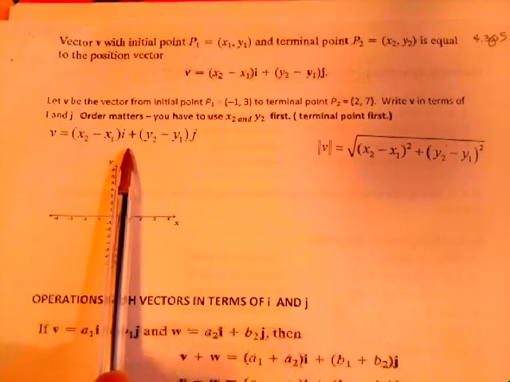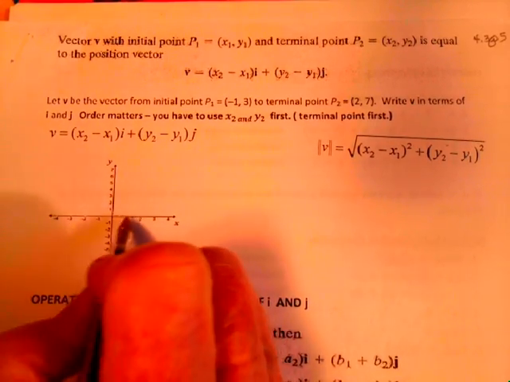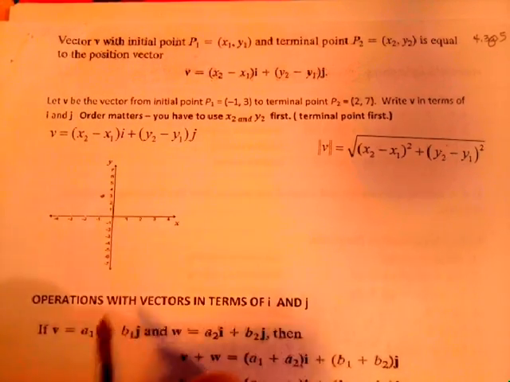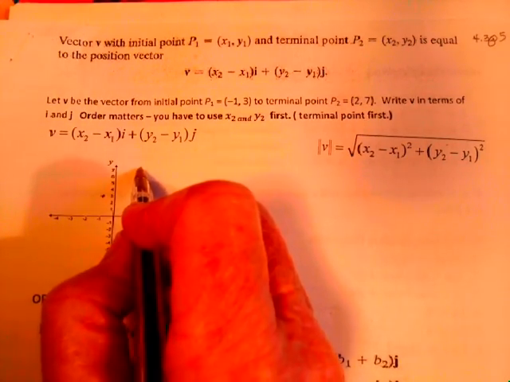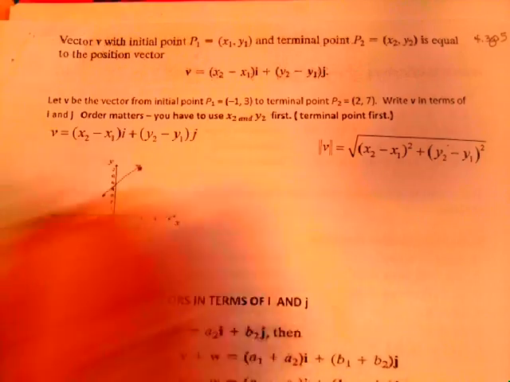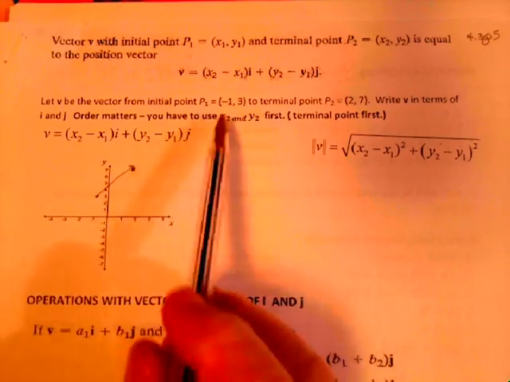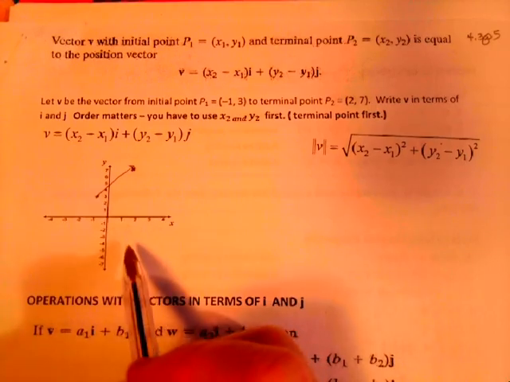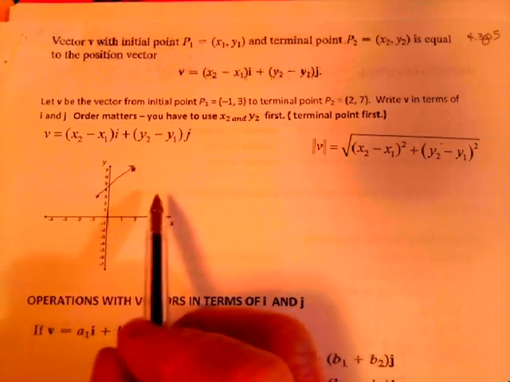So we're going to draw this line segment in the place where it would be. (-1, 3) is point P1, and (2, 7), over 2 and up 7, is P2. If this line segment were just drawn in normal position, there's where it would be. But they want us to draw this in the standard position, which means with the initial point at the origin. So here's what we do.